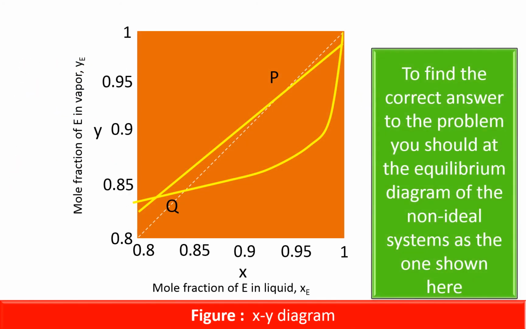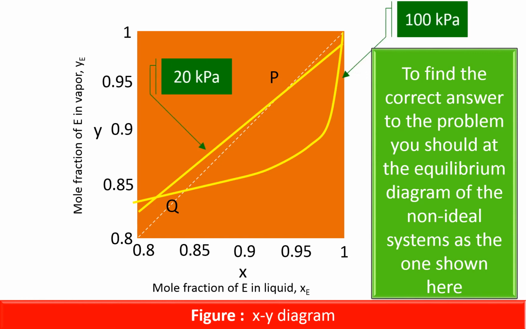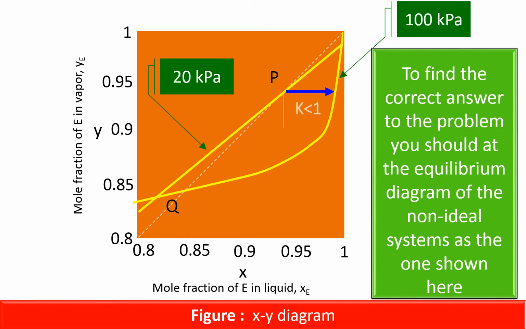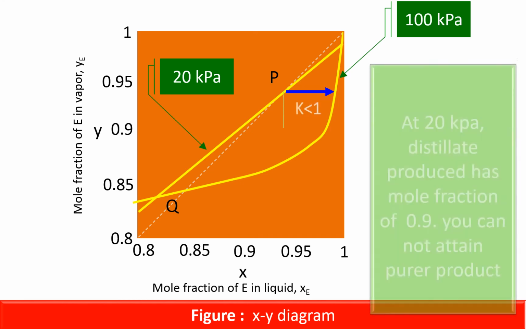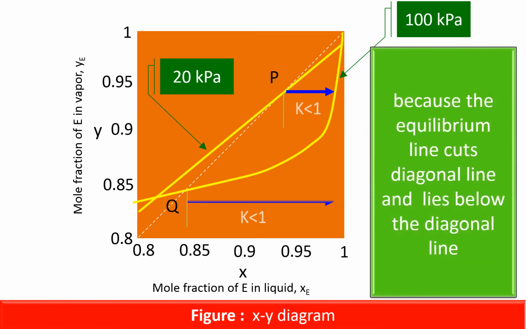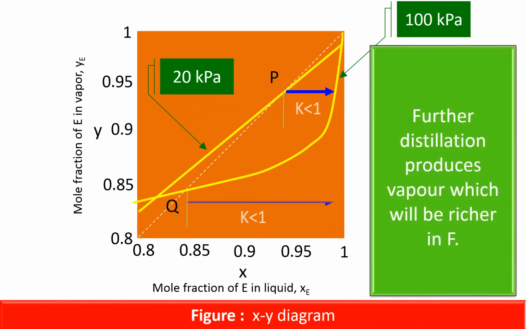To find the correct answer to the problem, you should look at the equilibrium diagrams of the non-ideal systems as the one shown here. At 20 kPa, distillate produced has mole fraction of 0.9. You cannot attain pure product because the equilibrium line cuts the diagonal line and lies below the diagonal line. Further distillation produces vapor which will be richer in F.